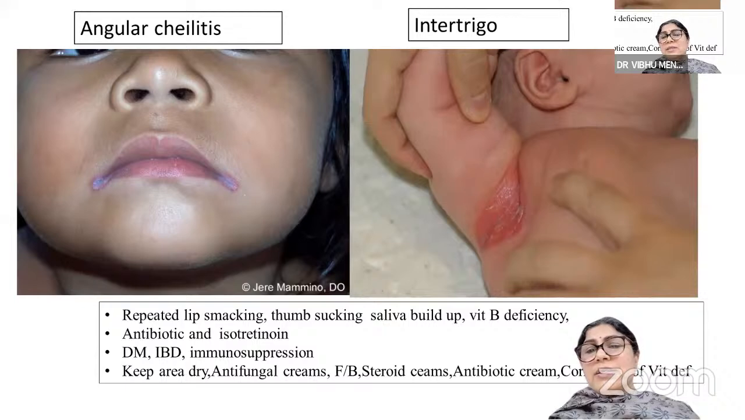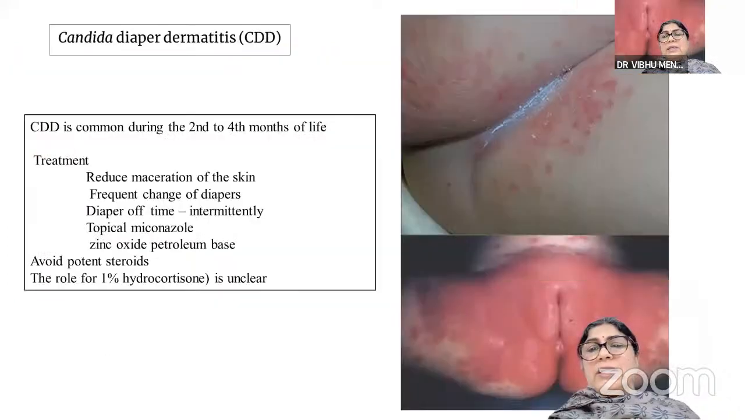Now, this is, I think, again, a very familiar scenario where you see this erythema, maceration of the fold in the axilla, and you can see that there is maceration here in the skin. Now, this is a case of candidal intertrigo in the baby. Again, it is treated with the help of topical antifungal creams for a period of 1 to 2 weeks, and then we have to manage the moisture in the body folds. We have to keep the area dry.